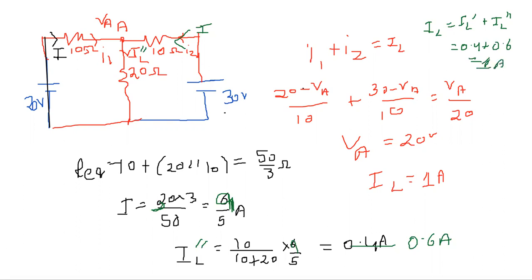I hope you understood how I did this problem using the superposition theorem and KCL with delta to star conversion. So this is how you should do your problem. In the next class, I will try to explain the same problem using Thevenin.